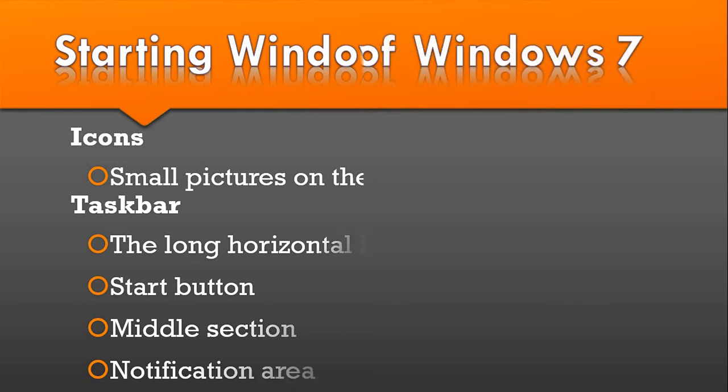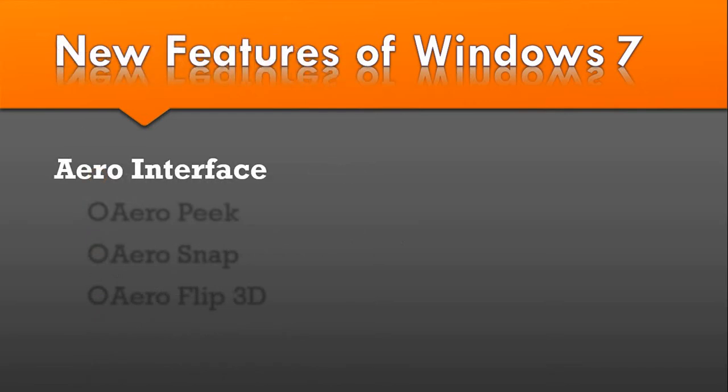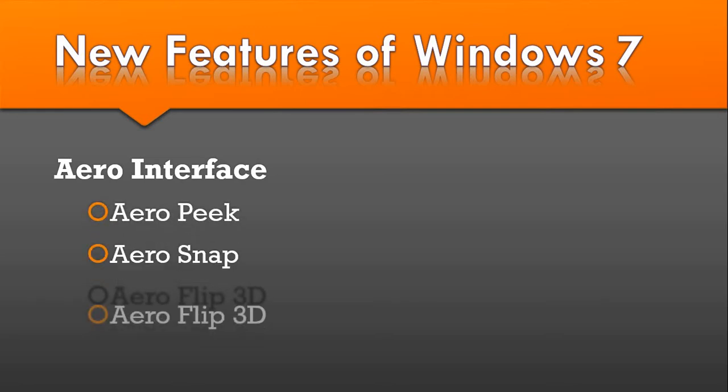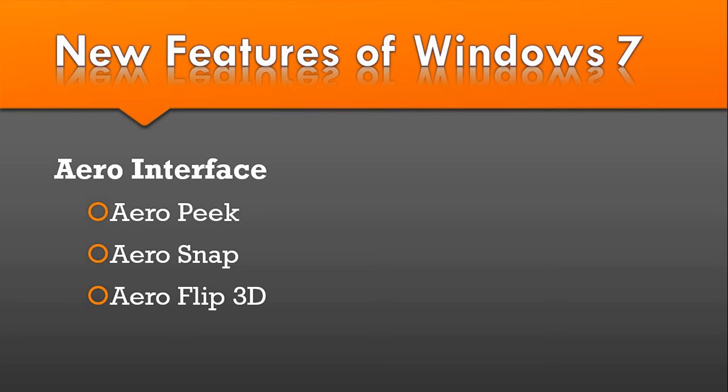Next, new features of Windows 7. The first feature is Aero interface. It has three features: Aero Peek, Aero Snap and Aero Flip 3D. Aero Peek feature helps us to quickly view the desktop without minimizing the open windows in your taskbar. The Aero Snap feature helps us to place windows side by side for making comparison. And Aero Flip 3D feature helps to preview all the open windows as a stack.